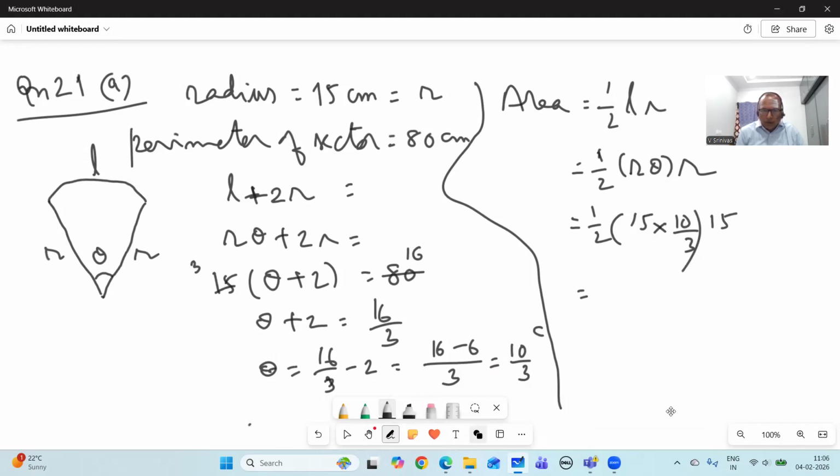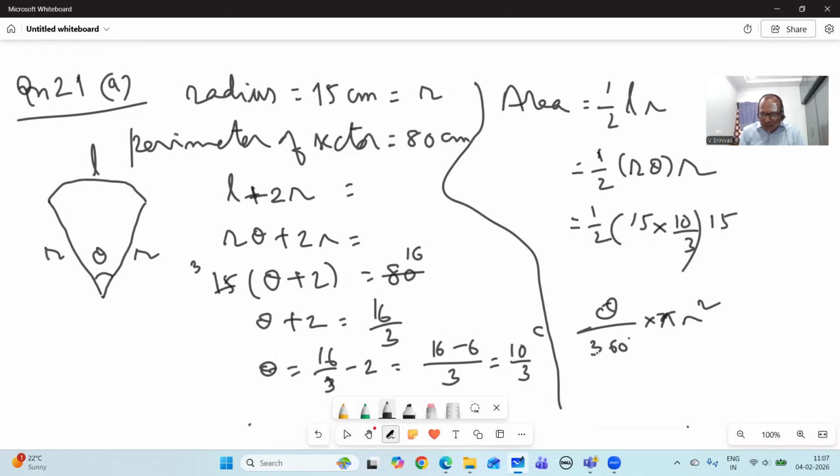Some people know the formula for area of a sector to be theta by 360 degrees into pi r square. For the whole circle, the area is pi r square, which means for 360 degrees of angle, if a circle makes an angle of 360 degrees at the center. So for 1 degree, the area is pi r square by 360. And for a sector with angle theta, we multiply it by theta. So this gives the area of the sector.